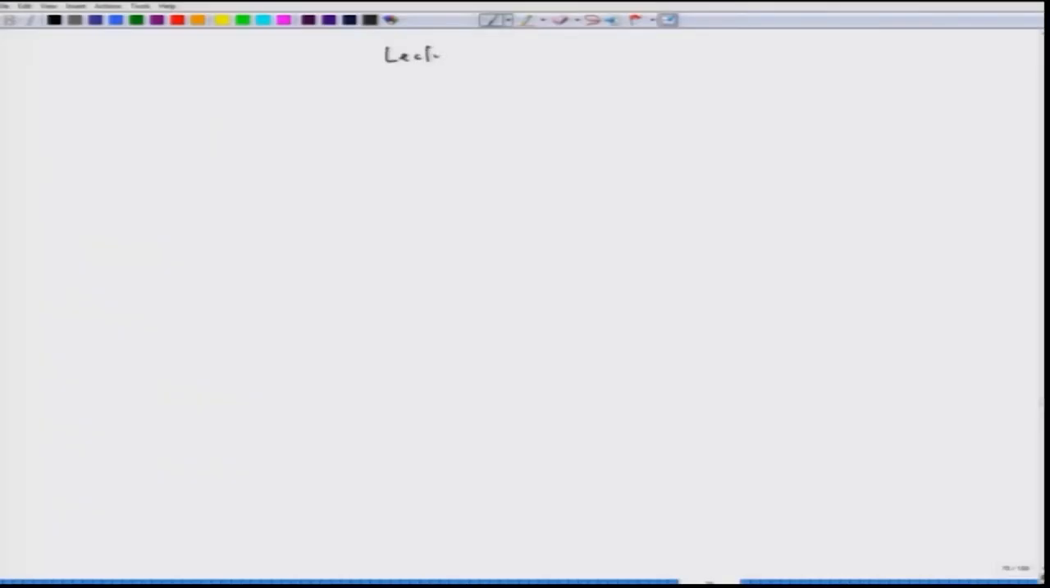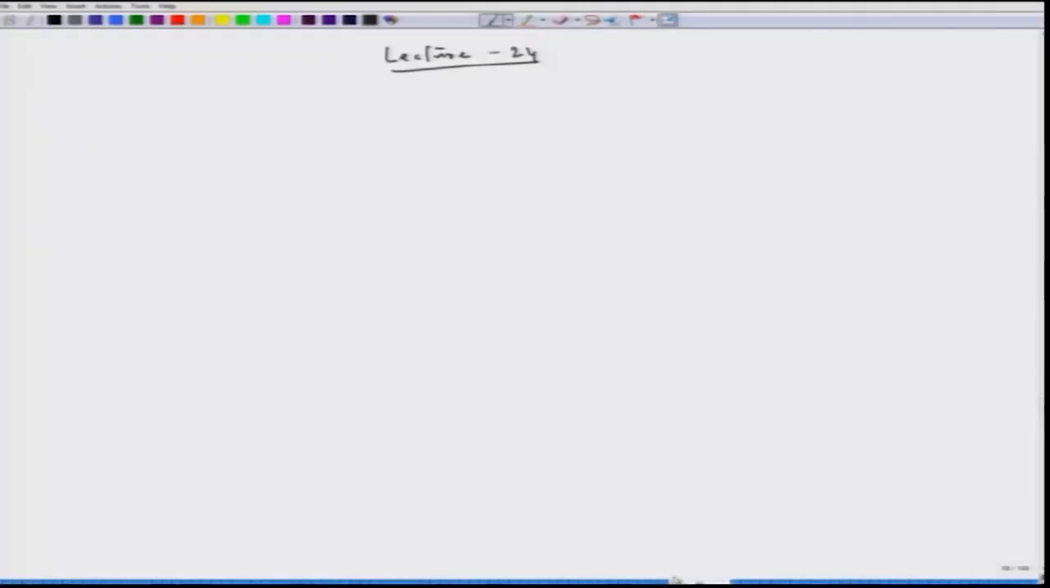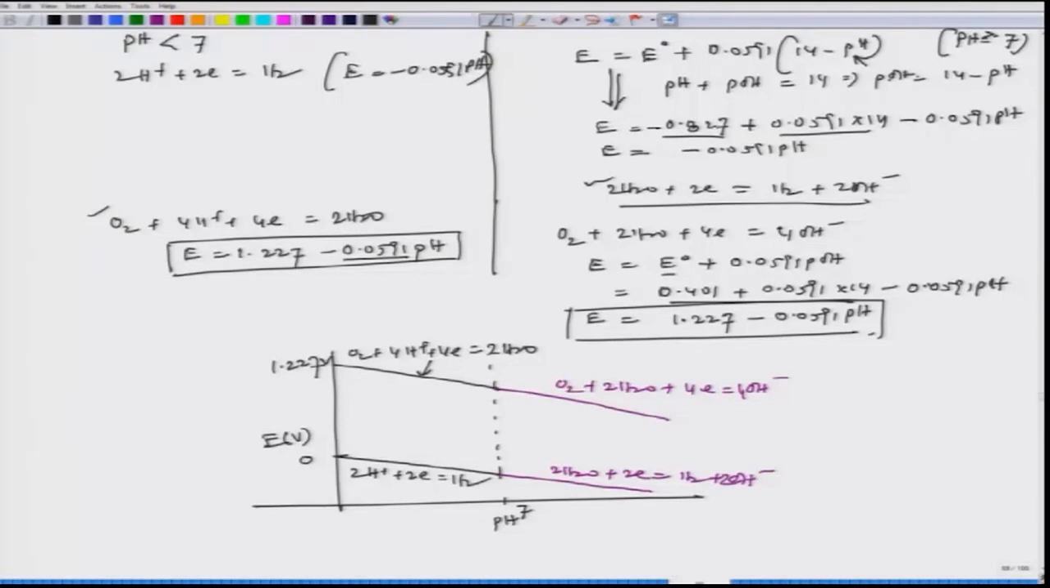Let's start lecture 24. In the last lecture, we ended with that discussion on plotting water lines. If we go back to our last lecture, we saw two lines. One belongs to lines involving O2 and one involves H2, rather evolution of H2. Now, we see that this is one line, this is second line, third, fourth.